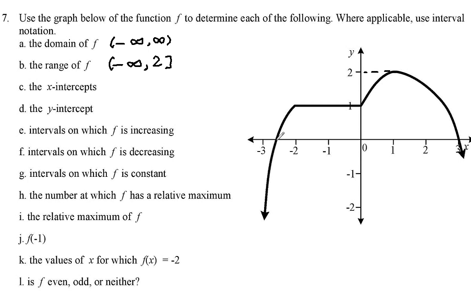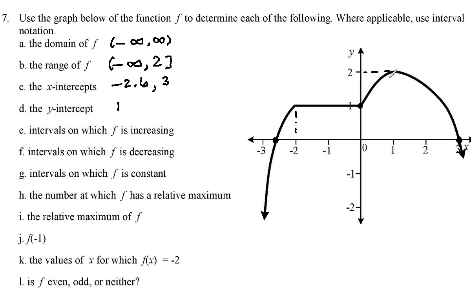X-intercepts: looks like we have an x-intercept here at about -2.6. And then we have another x-intercept here where it intercepts the axis at x = 3. Y-intercept: we have a y-intercept right here at a height of y = 1, where it hits the y-axis. So that's 1.